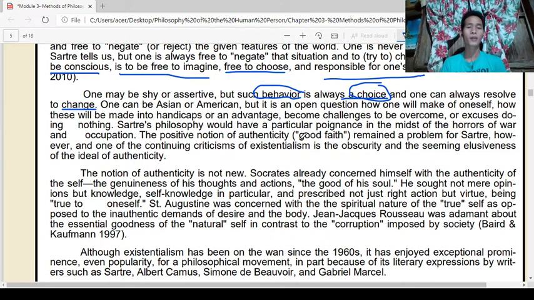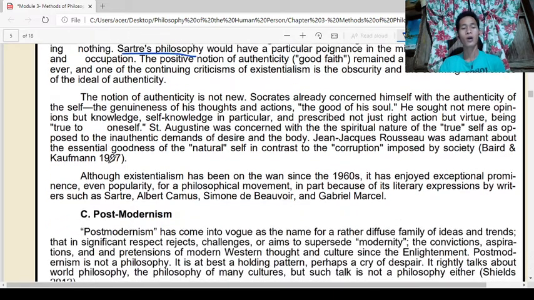One can be Asian or American, but it is often questioned how one will make of oneself, how these will be made into handicaps or an advantage, become challenges to be overcome, or excuses for doing nothing. Sartre's philosophy would have a particular poignance in the midst of the horrors of war and occupation. The positive notion of authenticity or good faith remained a problem for Sartre. However, one of the continuing criticisms of existentialism is the obscurity and the seeming elusiveness of the ideal of authenticity.